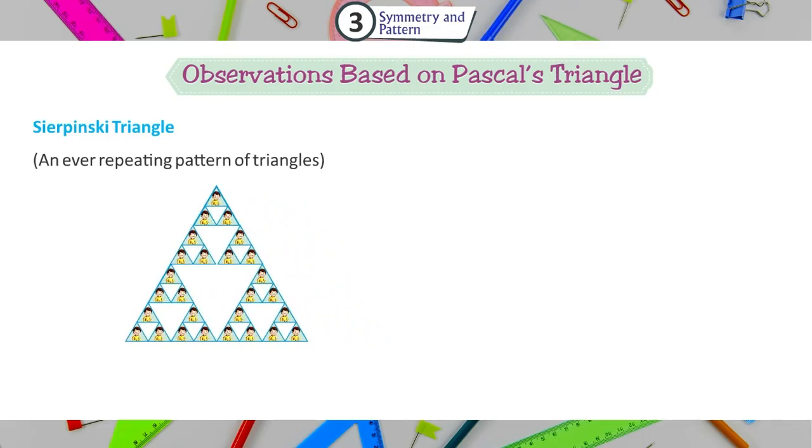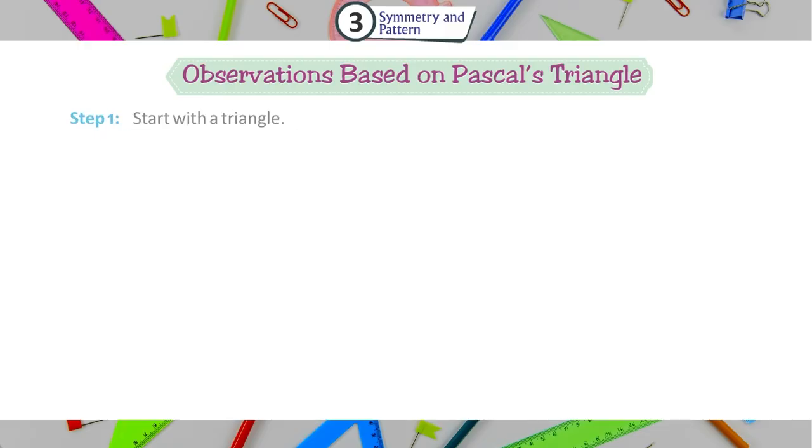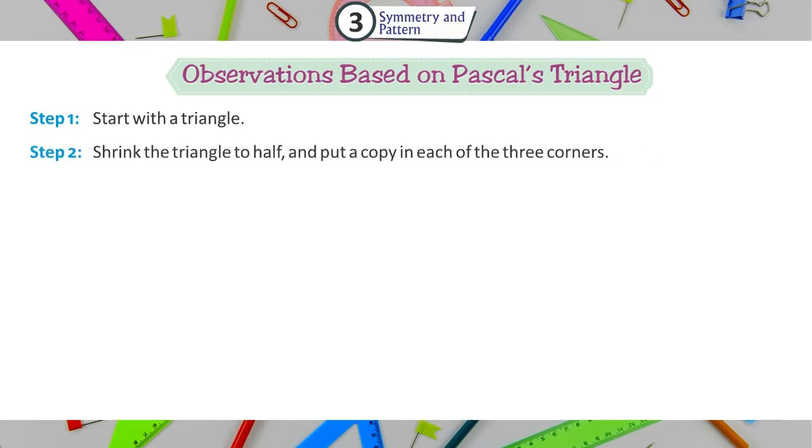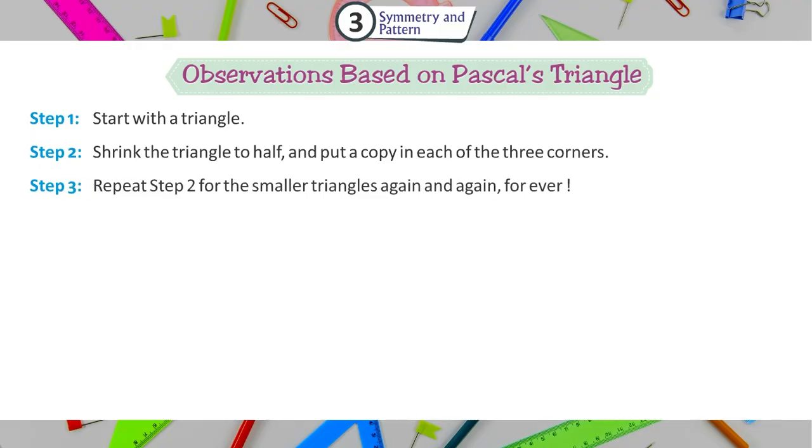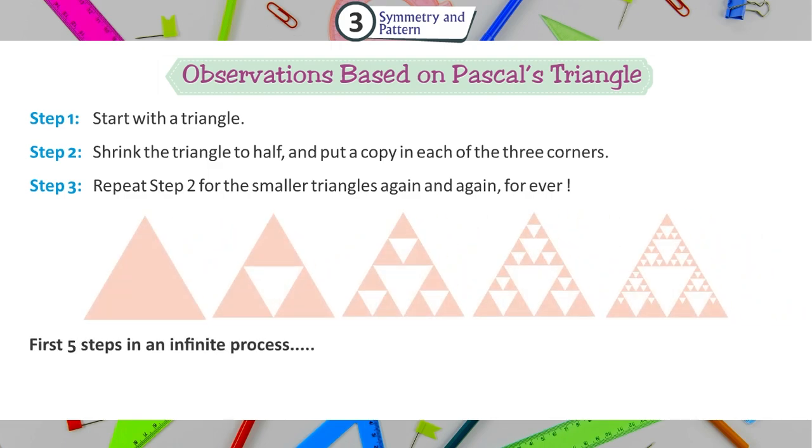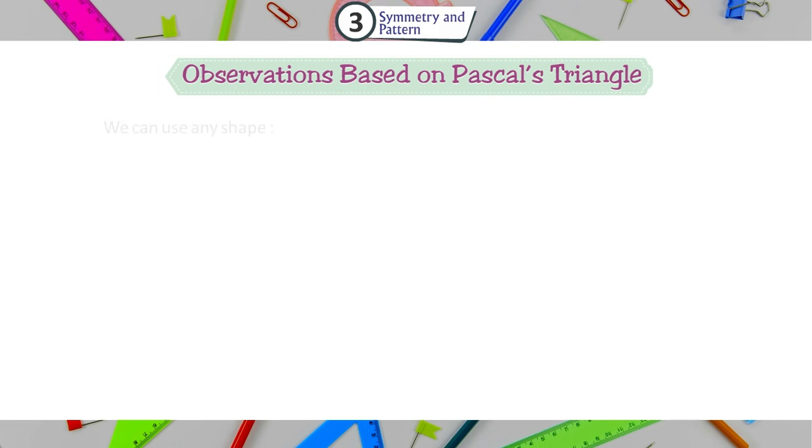Sierpinski triangle. An ever-repeating pattern of triangles. Let us learn how we can create a Sierpinski triangle. Step 1. Start with a triangle. Step 2. Shrink the triangle to half and put a copy in each of the 3 corners. Step 3. Repeat step 2 for the smaller triangles again and again forever. First 5 steps in an infinite process.